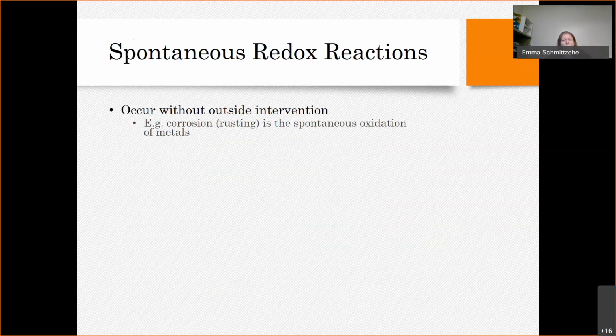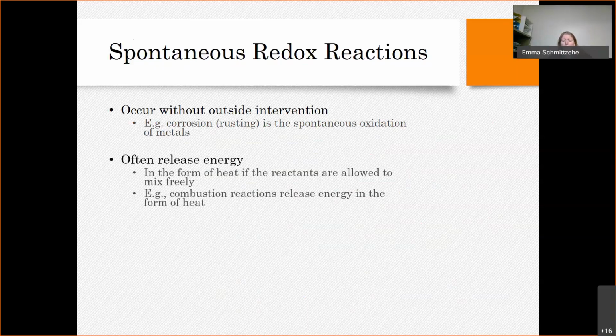Okay, and when we use that term corrosion, that's essentially what we're talking about when we say something rusts. So rusting of something is actually the spontaneous oxidation of a metal, okay? And so generally, we don't want that to happen, right? And so it's good to have an understanding of redox reactions because there's ways to prevent it, okay?